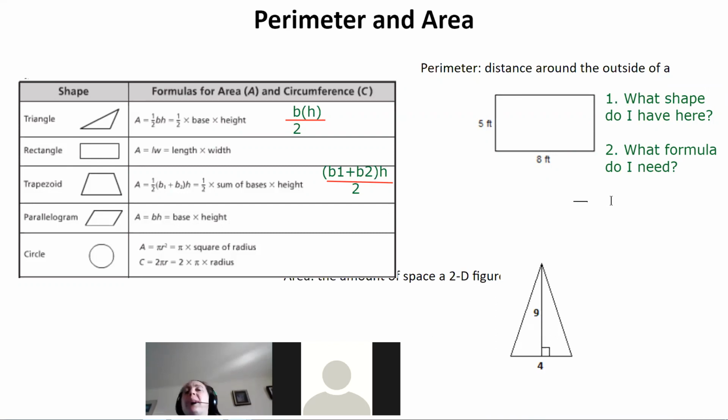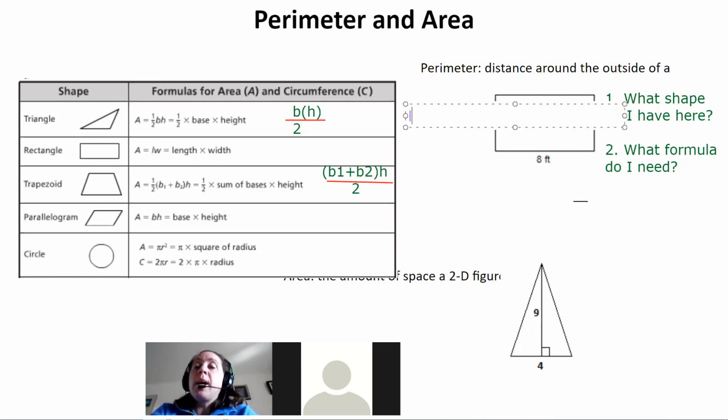So what shape? I kind of said it, but I'll ask just because I can. What shape do I have? Rectangle. Yeah, it's definitely a rectangle. Very good. Okay, so to do that, I need to do length times width. So for this one, I'm going to do length times width. What's my length of that rectangle, guys?